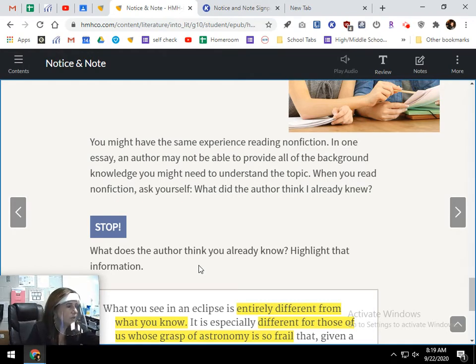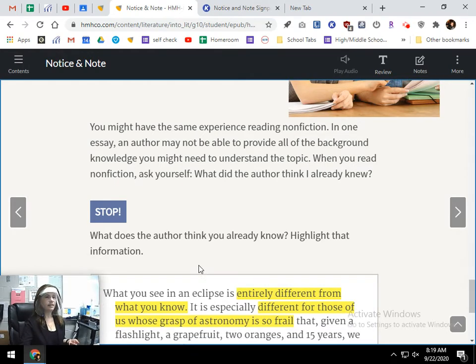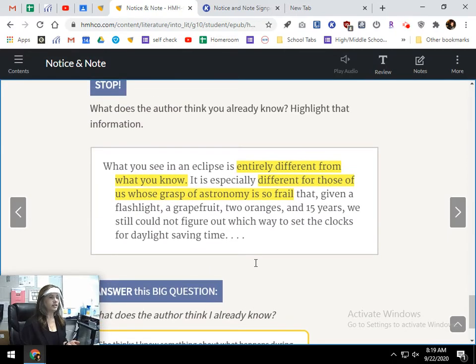So it's very important to recognize that when you're reading, if the author is assuming that you should know something that you don't know, then maybe you might have to do a little bit of background research to really understand.